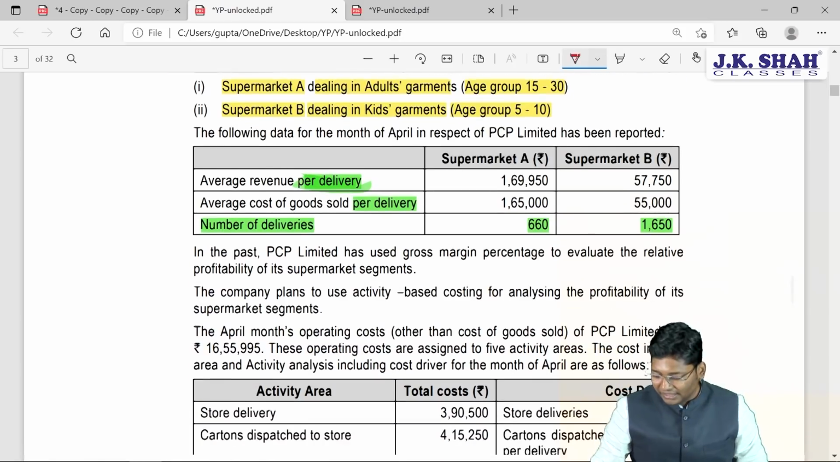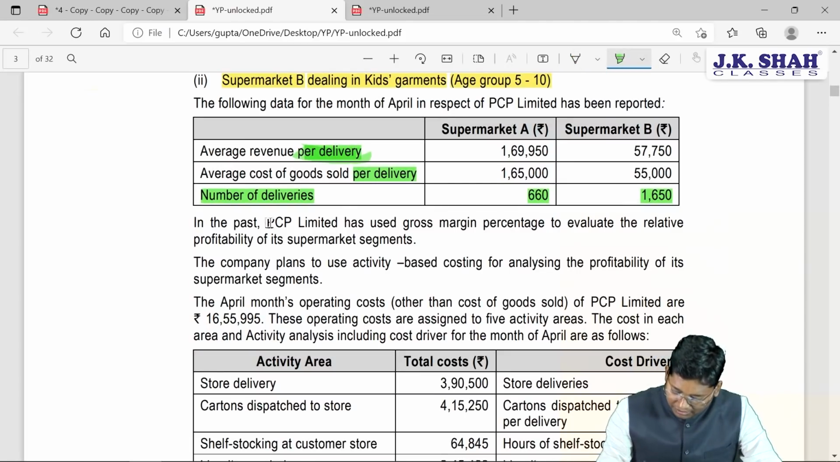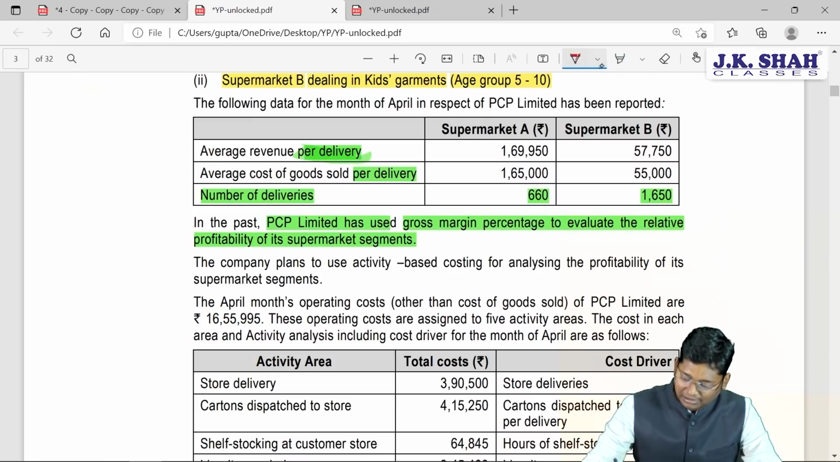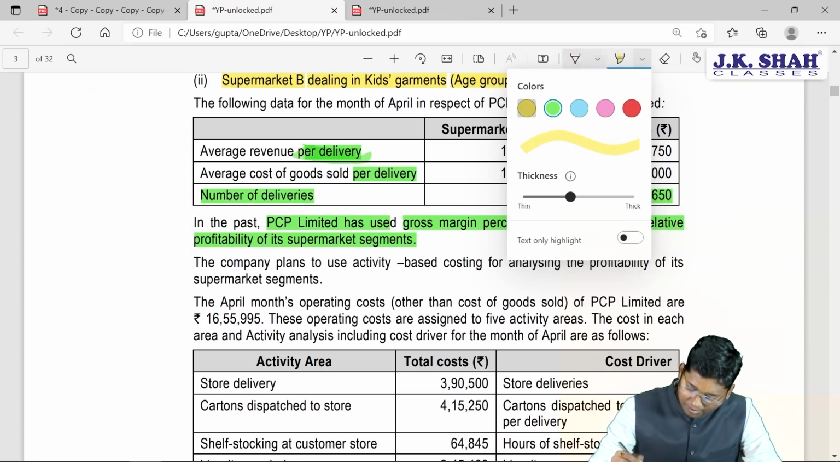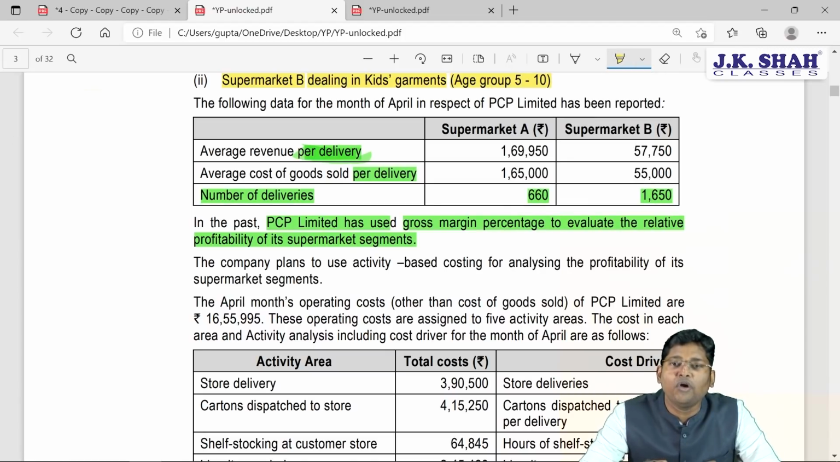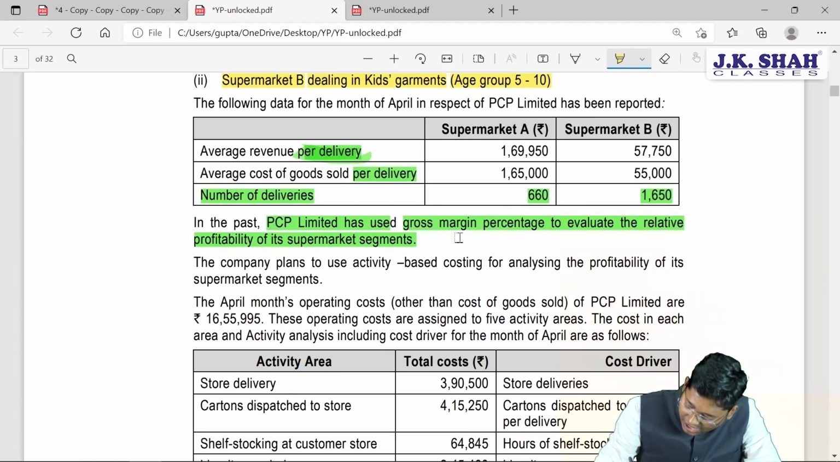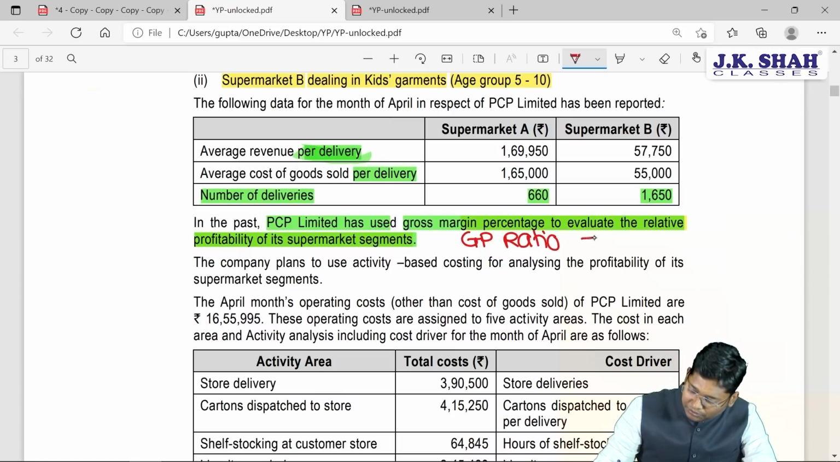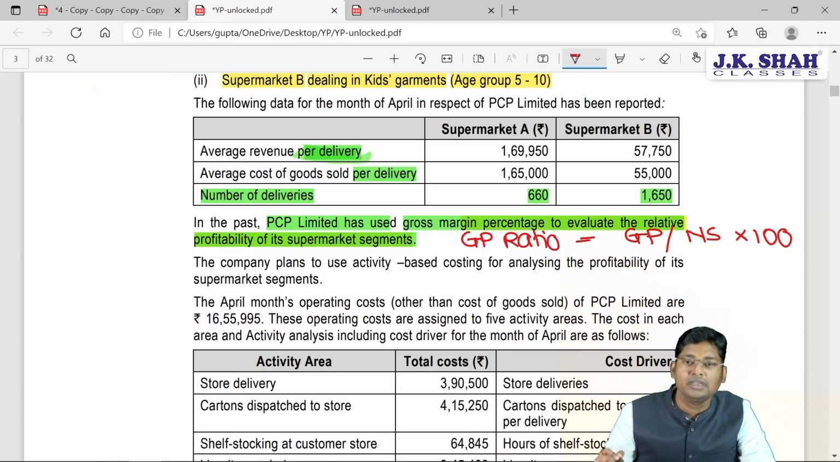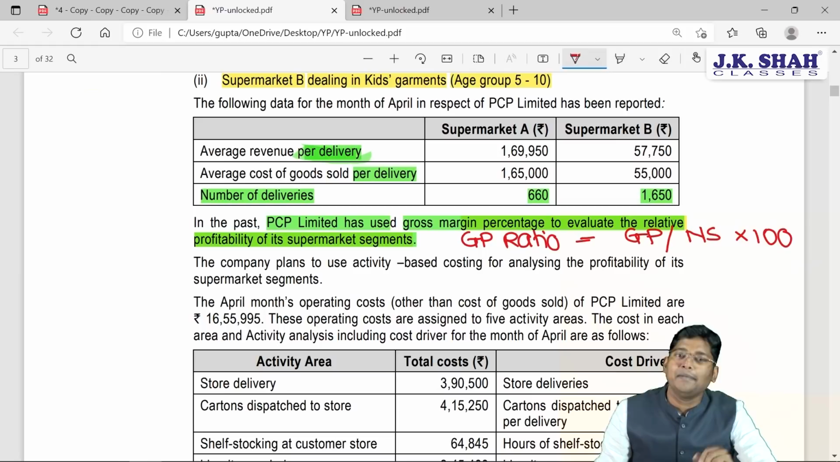In the past, something related to the past is given. PCP Limited has used gross margin percentage to evaluate the relative profitability of its supermarket segment. This was the practice of this company, that evaluation they used to make on the basis of gross margin percentage, and gross margin percent is nothing but the GP ratio they used to compute in the past. Sir, how to calculate GP ratio? For calculating GP ratio, that is gross profit ratio, you should use the formula gross profit divided by net sales into 100. So supermarket wise profitability can be computed.